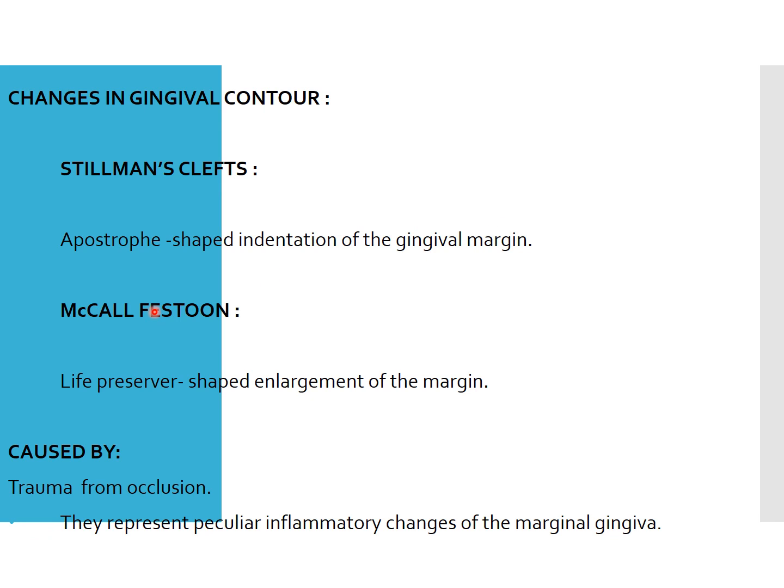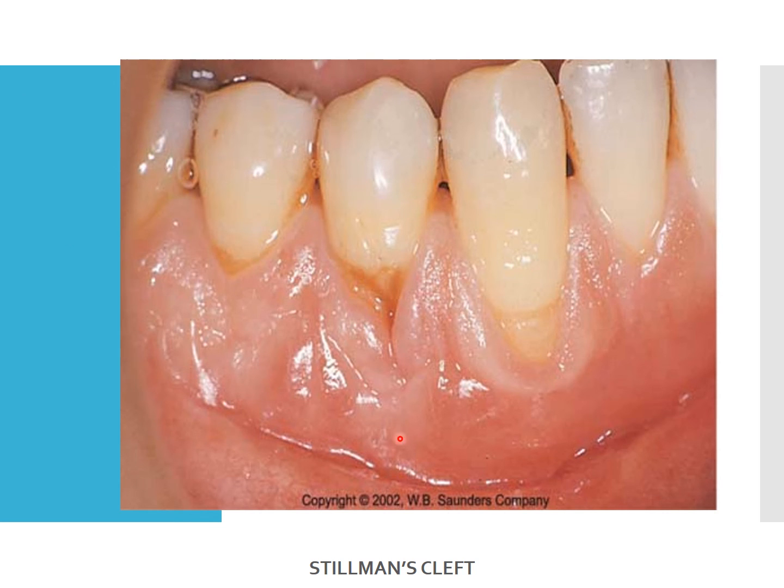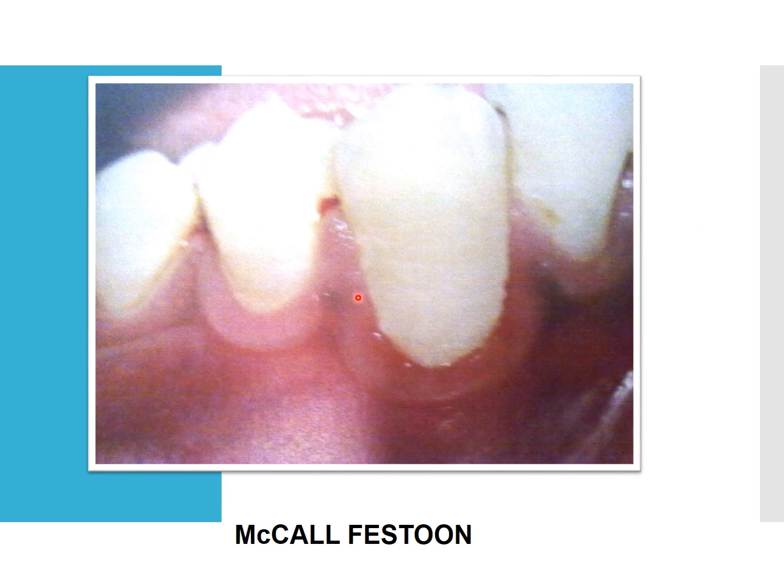And McCall's festoon is the lifesaver-like bulge, an enlargement of the margin. This is mainly due to trauma from occlusion, though they represent peculiar inflammatory changes of the margin. So as we said, this is the apostrophe-shaped gingival margin, called Stillman's cleft. And you can see this bulge, called the lifesaver bulge, which is McCall's festoon. So it is seen in case of trauma from occlusion.